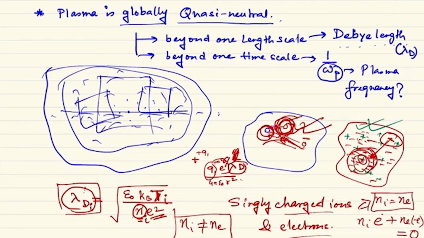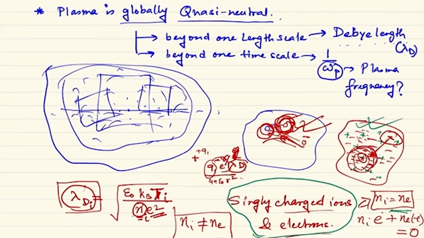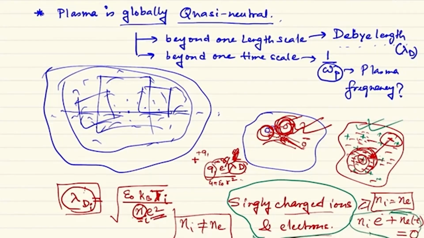So for this type of specific system, the equivalent condition of quasi-neutrality can be written as Ni equal to Ne. But the fundamental condition is this: the total charge density is 0 at every point. Within the Debye length, Ni equal to Ne is no longer true, but at the Debye length or beyond it, Ni is equal to Ne.